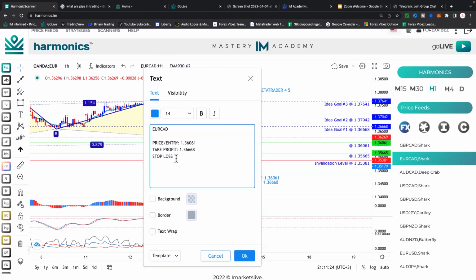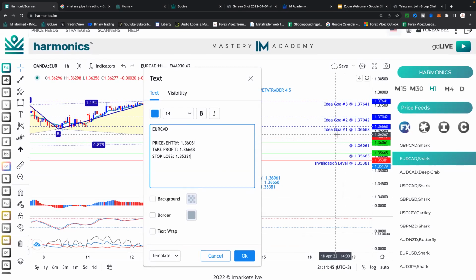Right? Next thing I want to go ahead and put in is my stop loss, aka invalidation level. That is 1.35381. Just gonna copy it. Remember where these numbers are coming from? Straight from the scanner, right? Invalidation level, stop loss. My entries are my 2 green lines, and my take profits are my ideal goals. And remember, beginner, you're only going for ideal goal number 1 until you get used to everything.